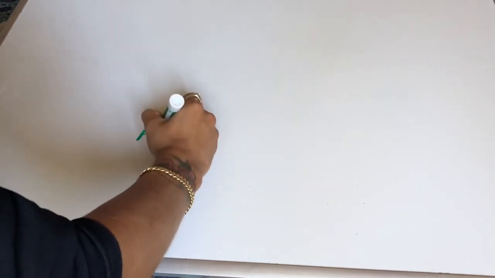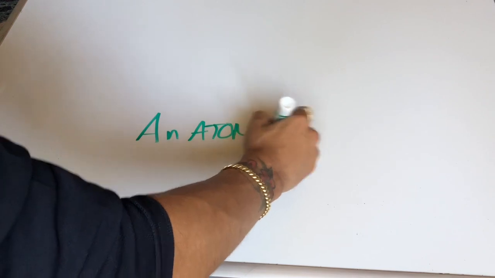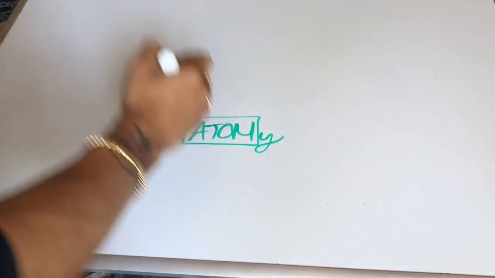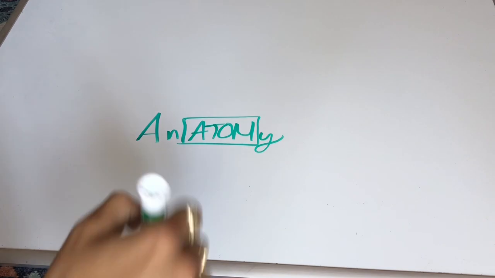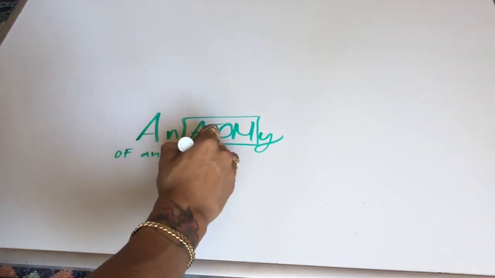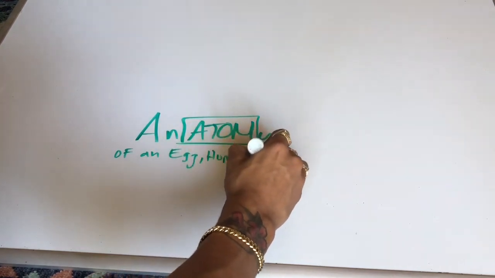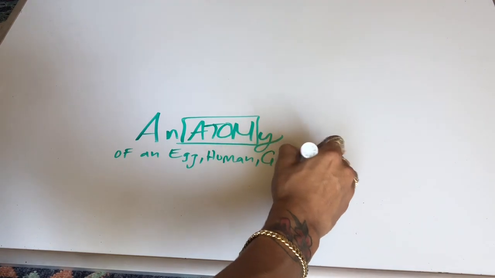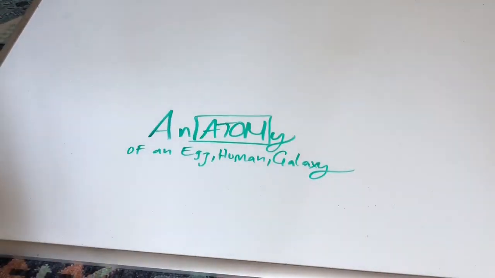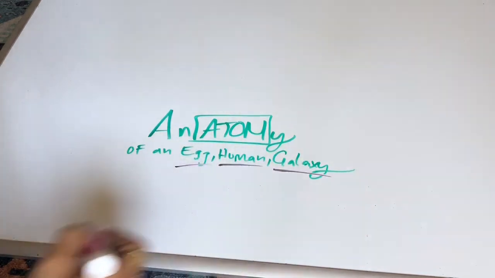I want to talk about the atom today. So we're going to talk about the anatomy of things. The anatomy of an egg, human, and galaxy. And then the atom itself. So let's look at an egg, a human, and the galaxy.